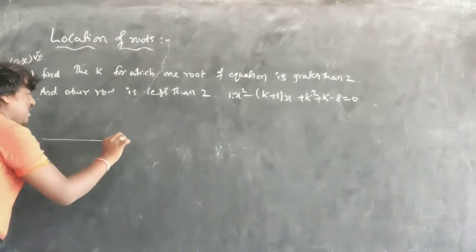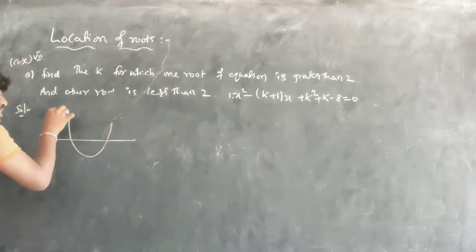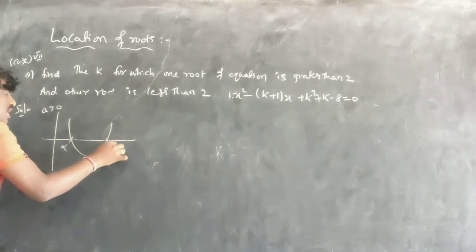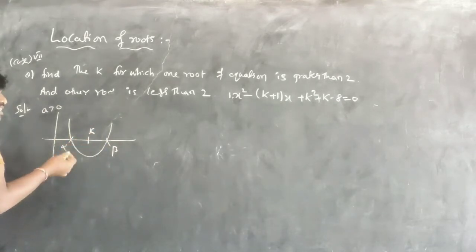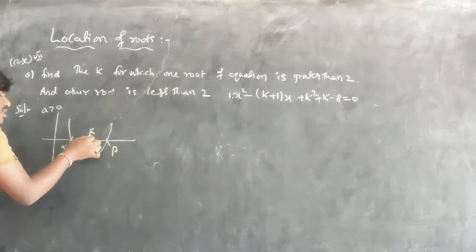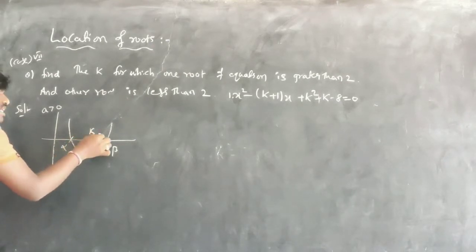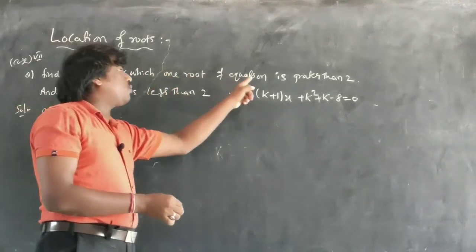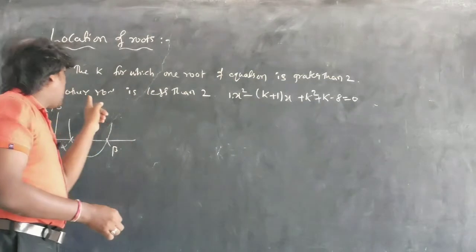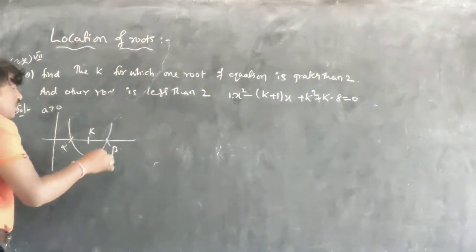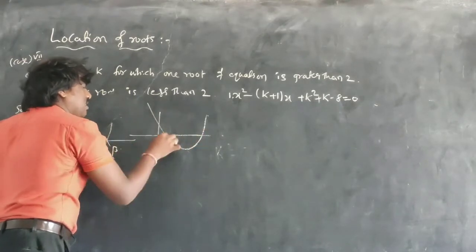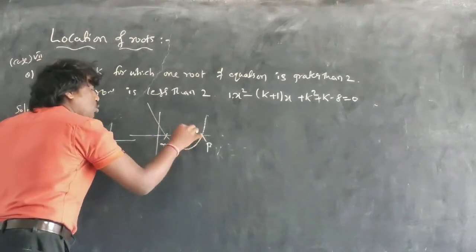As I explained yesterday, if a quadratic equation is an upward parabola, alpha and beta are the roots and k lies in between, then alpha is less than k and k is less than beta. Here, one root of the equation is greater than 2 and one root is less than 2. It means you get the graph in this way. The graph will be like this, alpha and beta, and 2 will be here.